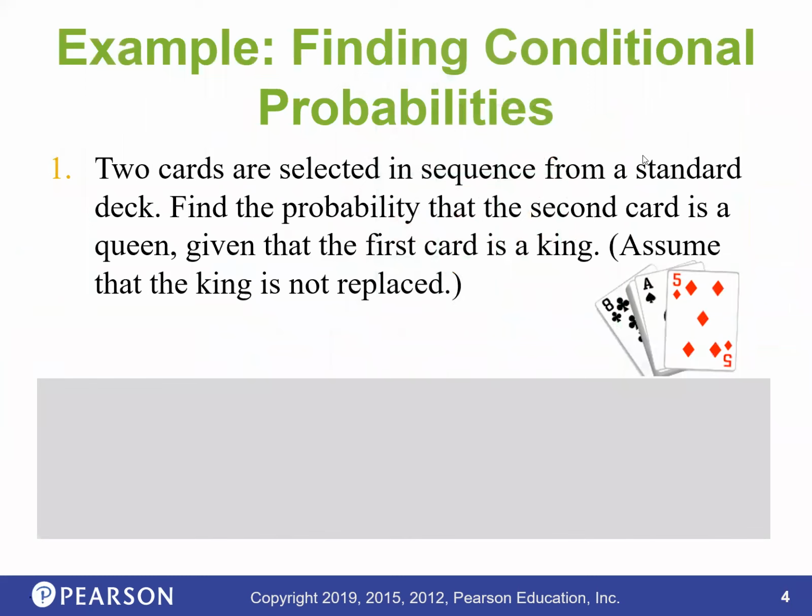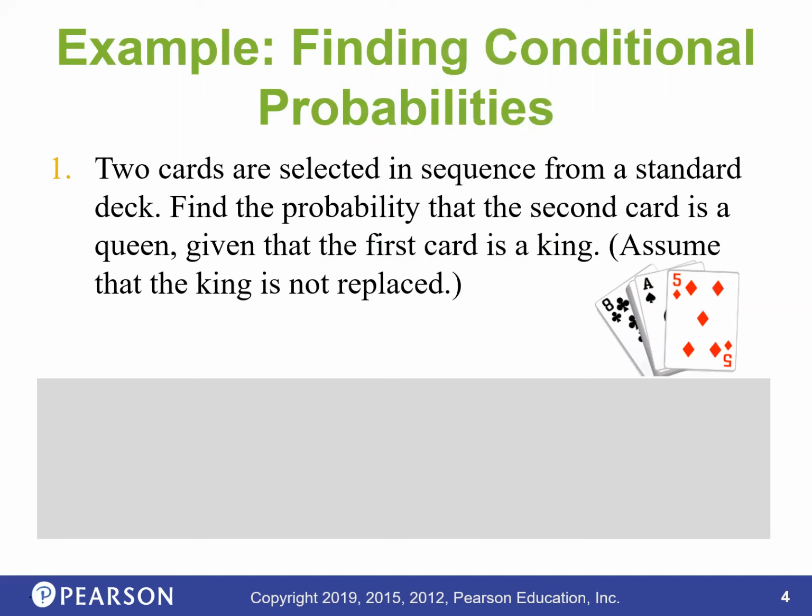So 2 cards are selected in sequence, which means you select 1 card, right? And then you put your hand in and you get another card. And we usually call it a standard deck. So find the probability that the second card is a queen, given that the first card was already a king, right? We pulled out the first card. It was a king. That's great. And then we're pulling out the second card. I want to know the probability that's a queen.